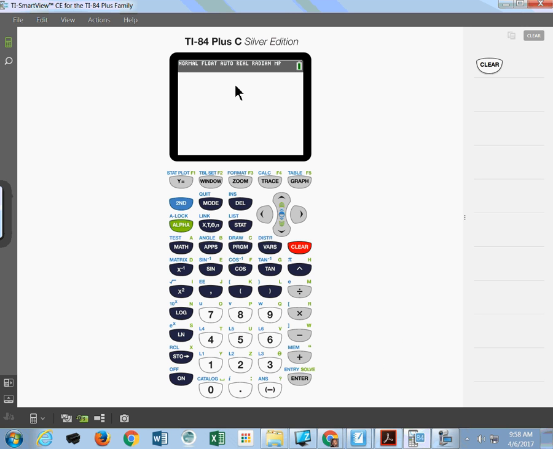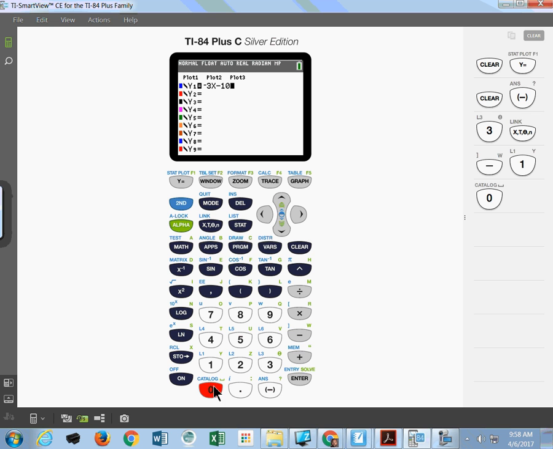So on our calculator, we're going to hit the y equals. If you have any in there, just clear them out. Hit the clear button. For number 2, we're going to type in negative 3x minus 10. Hit enter. Then we're going to type in the other equation. Y equals x plus 4.